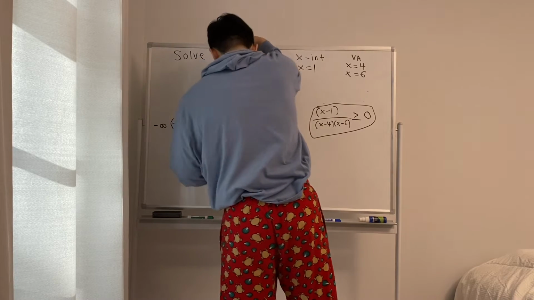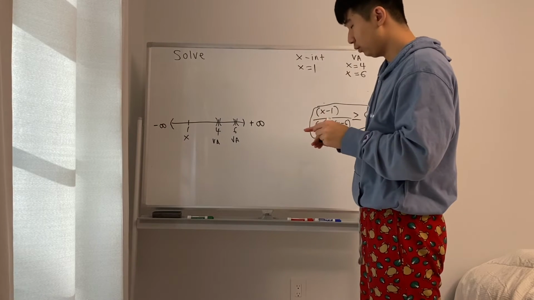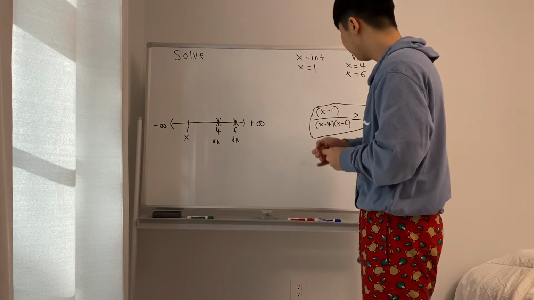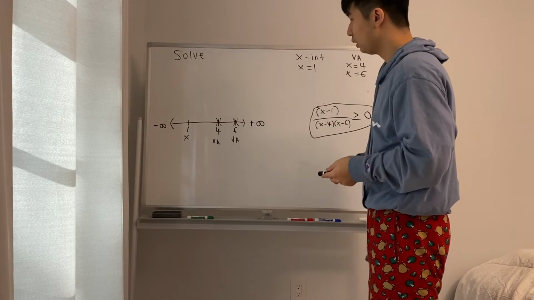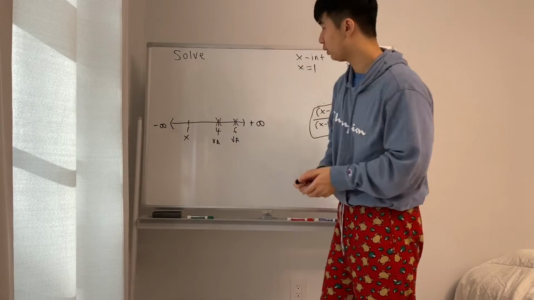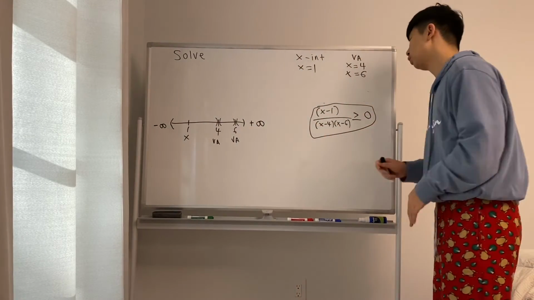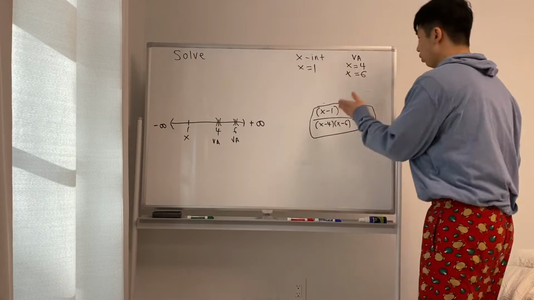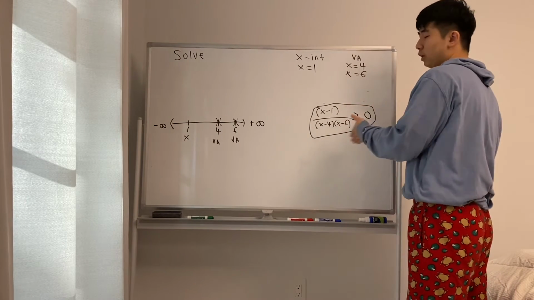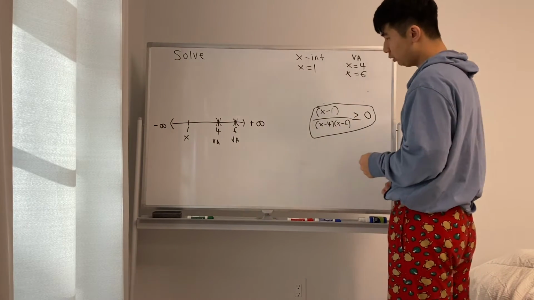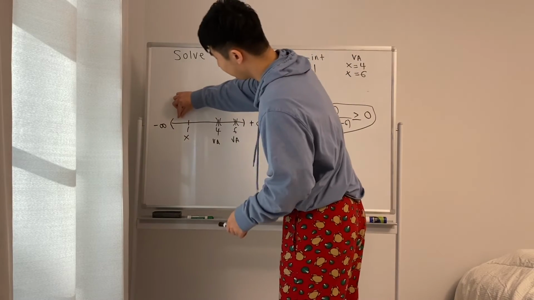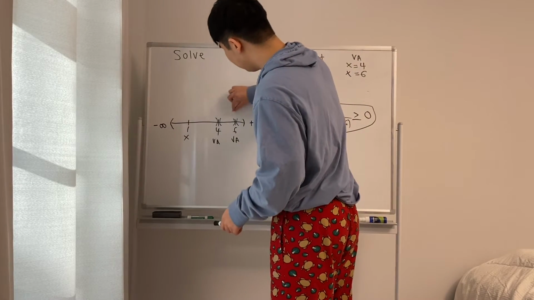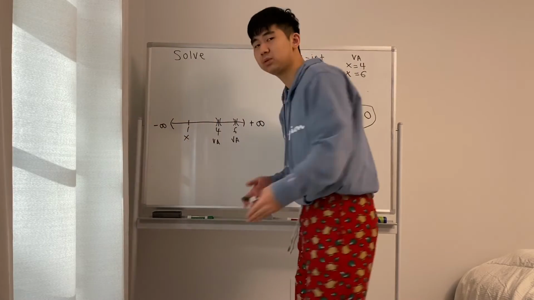So now what we do is we have to plug in. So basically what we do here is we have to figure out, let's go back to what we originally wanted. We have to figure out when x is greater than or equal to 0. And we do that by finding the value of x in between these x-intercepts and vertical asymptotes.